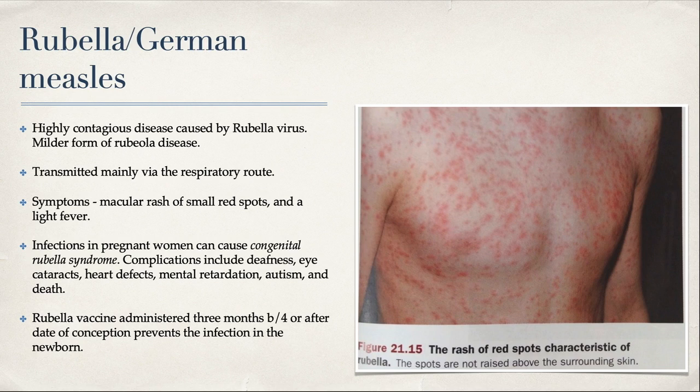But the people who are most at risk are pregnant women. So if pregnant women have infections, it could lead to congenital rubella syndrome, which could lead to some of these complications. The rubella vaccine administered 3 months before the date of conception will prevent the infection in the newborn.